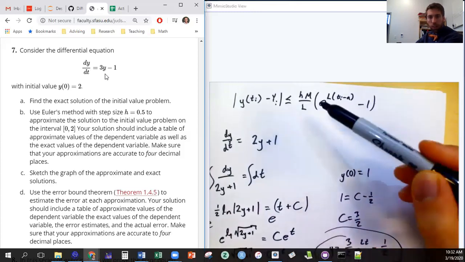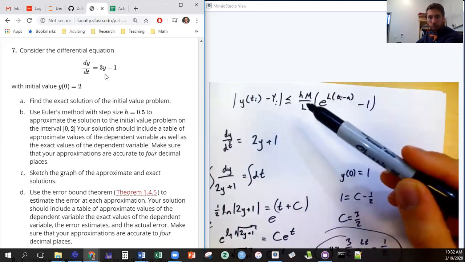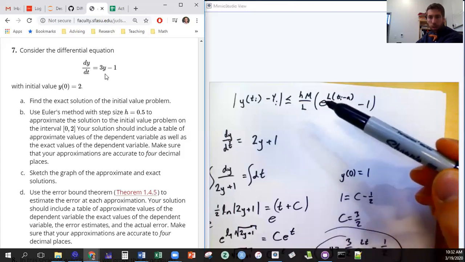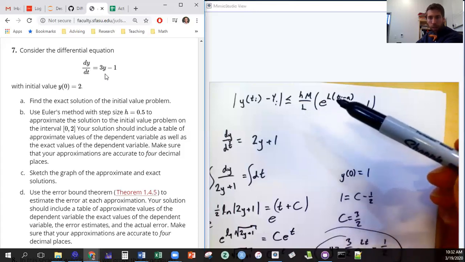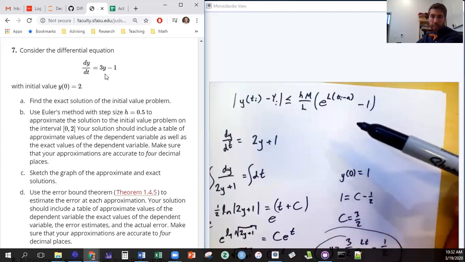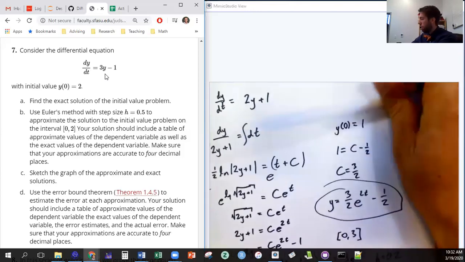So I've got little h, that's my step, big M, that's the bound on the curvature, big L, that's the bound on the slope, times e to the L times my actual value of t minus the beginning point a. So in this case, that'd be t minus 0. And so you can put that into your spreadsheet as you're computing values.